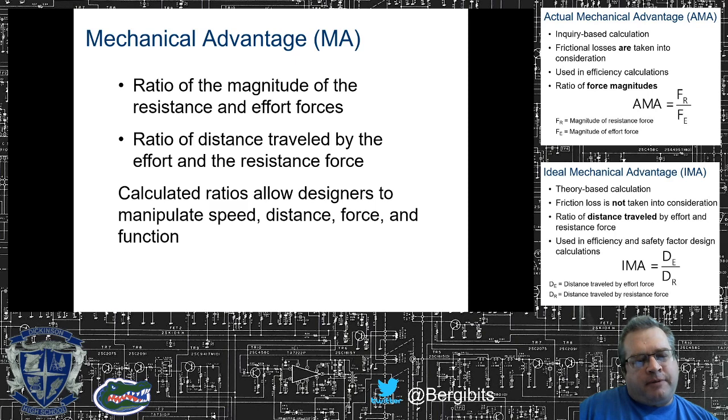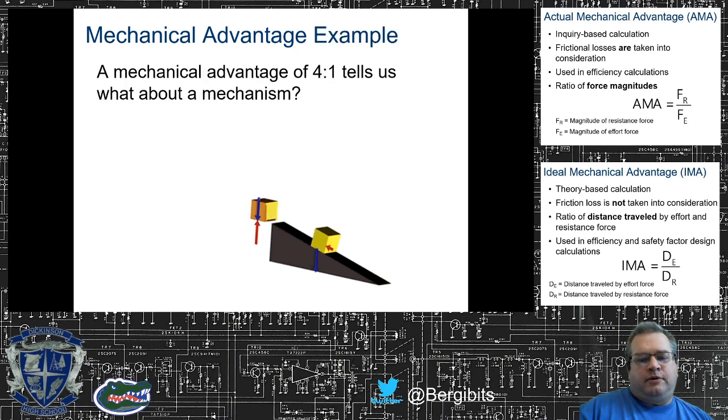Just a recap of the definitions. We're looking at the magnitude of resistance and effort forces and the distance traveled by effort and resistance forces. Short little example: what is an advantage of 4 to 1? Tell us about a mechanism.